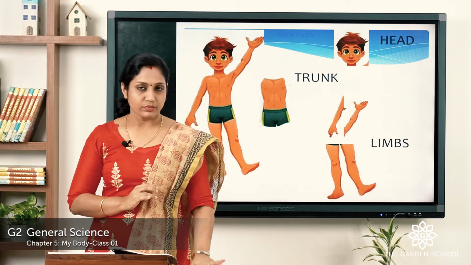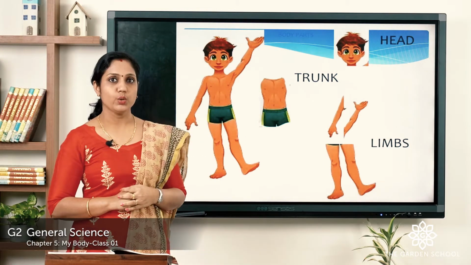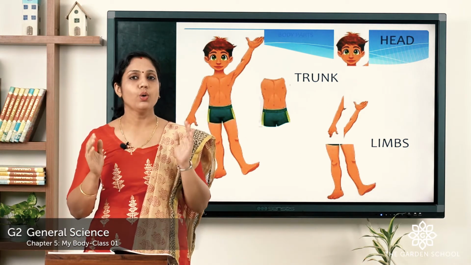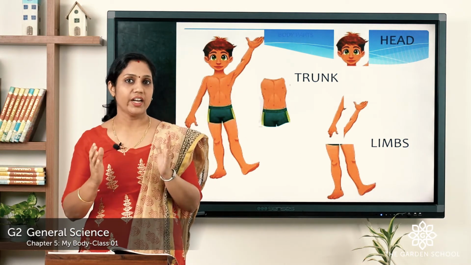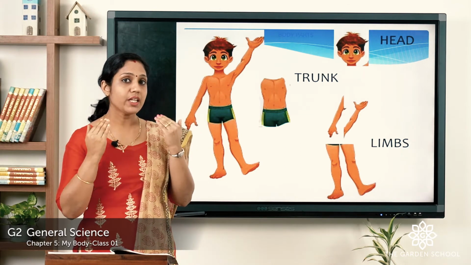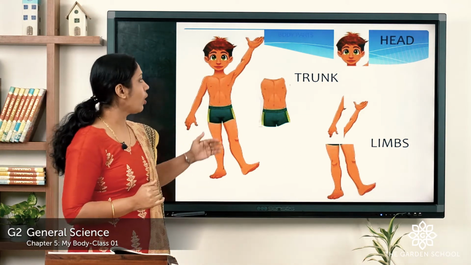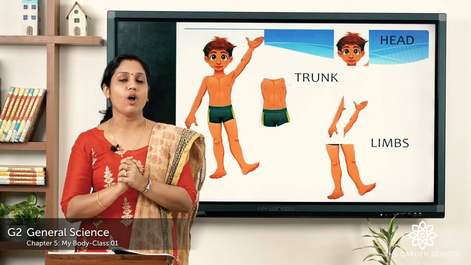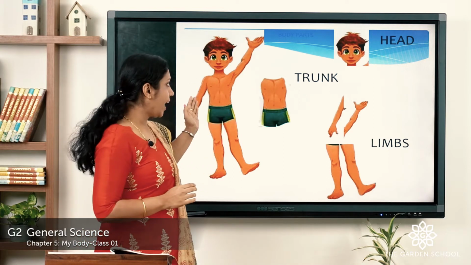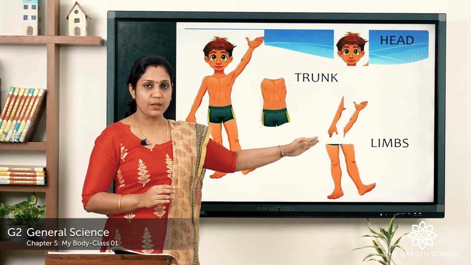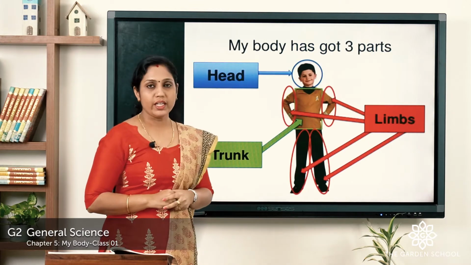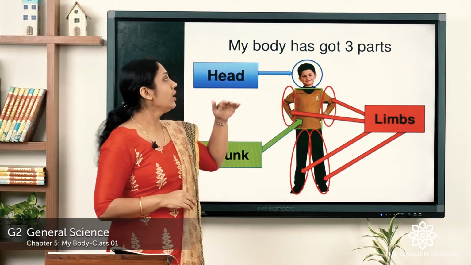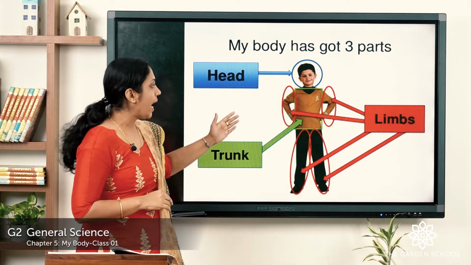Here in this picture you can see the head, trunk and limbs. You already know what a head is. We all have a head, right? Now the part from the neck till the waist is called the trunk, and our arms and legs together are called the limbs. So we have head, trunk and the limbs. So our body has three parts. Our body can be divided into three parts. What are they? Head, trunk and the limbs.